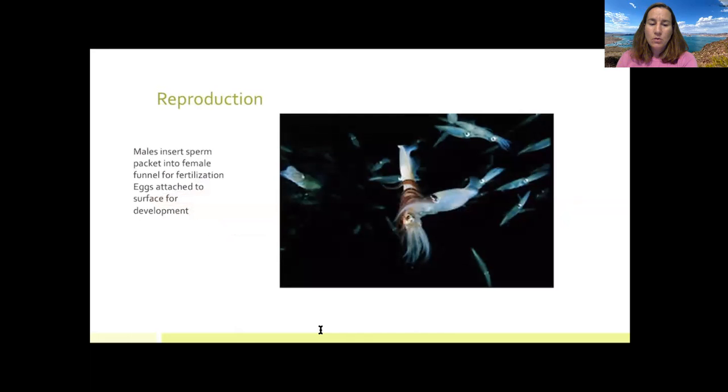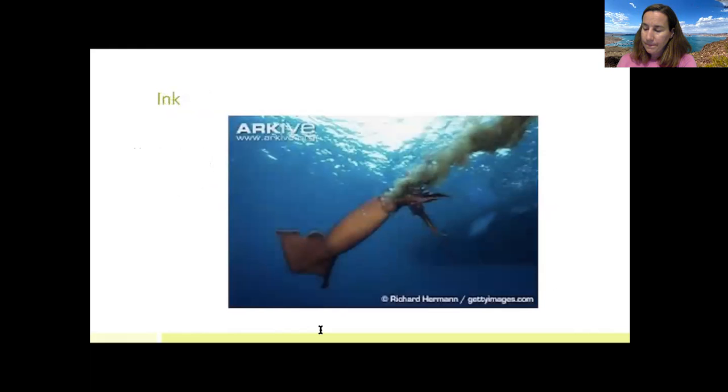Reproduction is going to have separate sexes. So gastropods, some are hermaphrodites. Most of them had separate sexes. Most of these guys, for cephalopods, have separate sexes too. They are going to have internal fertilization. The males are going to have a sperm packet that they will deliver to the females, and then those fertilized eggs will be attached to the surface and develop.